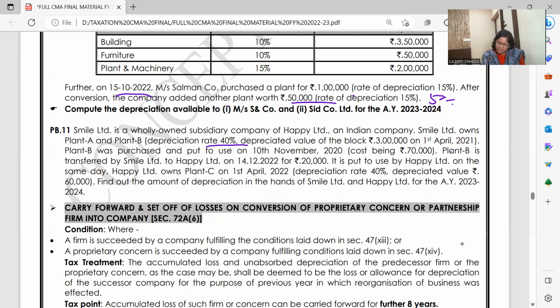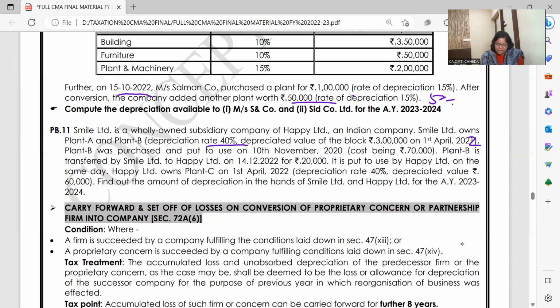Smile is a wholly owned subsidiary, and Smile owns plant A and B from 1st April 2022. Make the block value and it was put to use. Plant B was already there.